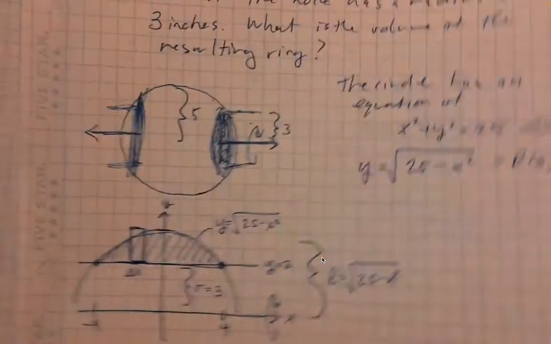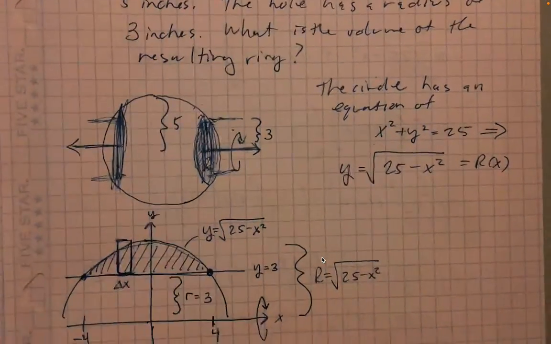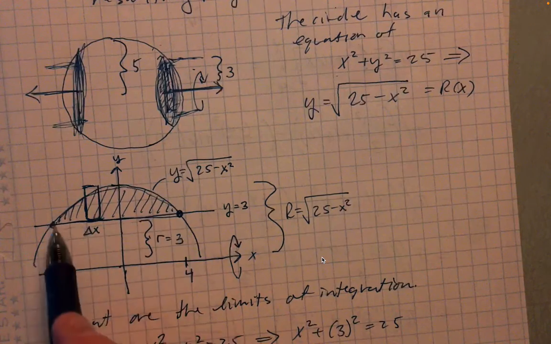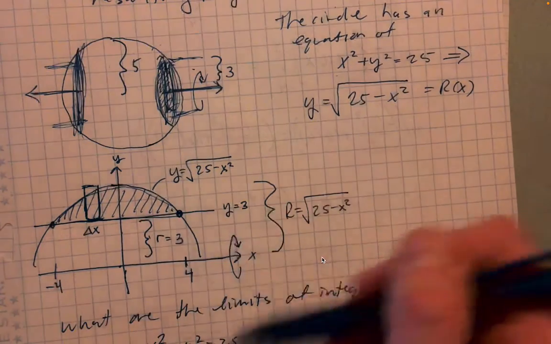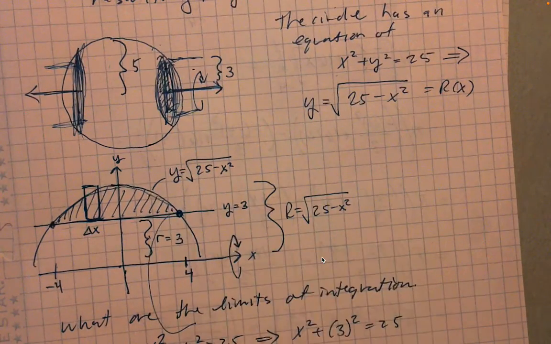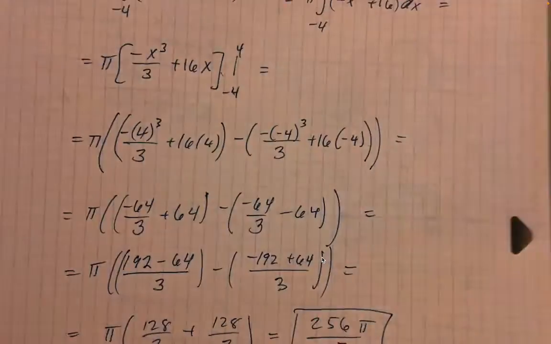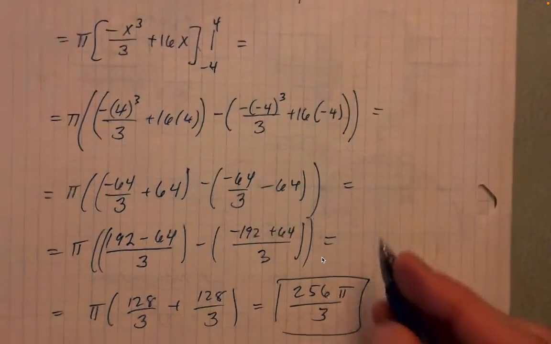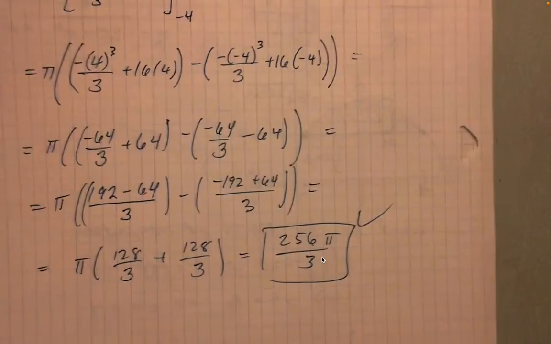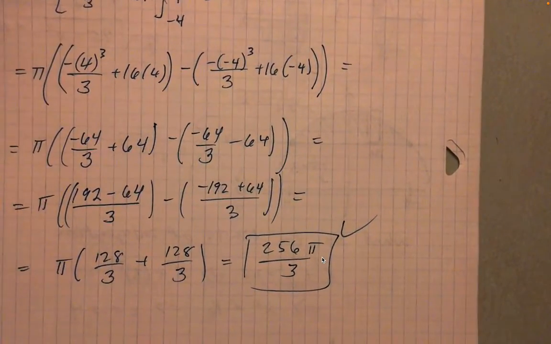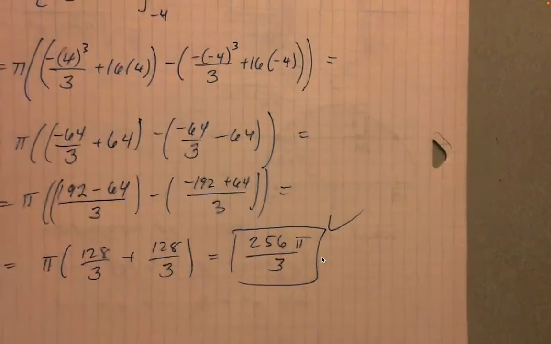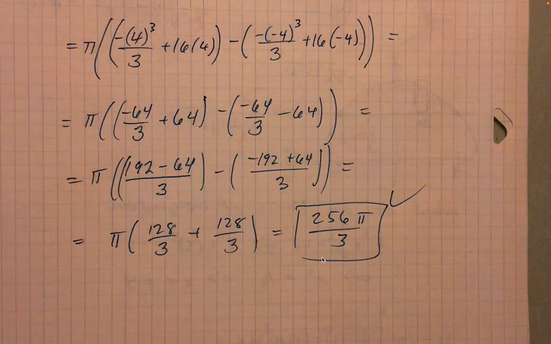Okay, all right, so there's that last example. So we found the volume of this ring that's formed by this section of a semicircle rotated about the x-axis. Okay, and what we found was that that volume is 256 pi over 3. Okay, all right, so that's where we'll end this section.